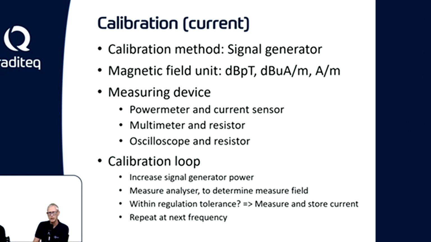And then the calibration is started, and basically it is just increasing the signal generator power. It measures the analyzer, which is connected to the magnetic field measurement antenna. It determines the measured field, and if the measured field is within the regulation, then it stores the measurement of the current in the calibration file, and it continues to the next frequency. If the magnetic field is of course not within the tolerance, it adjusts the signal generator power to generate more or less power, and thus more or less current through the loop antenna, and it regulates to the desired magnetic field strength. Every time the desired magnetic field strength is reached, it stores the current related to that magnetic field strength in the calibration file.